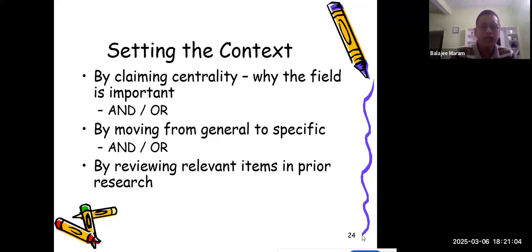Definitely, why the field is important. Already we have observed what the limitations are. So from the limitations, which type of limitations are we going to handle? That is the first point. Second point, by moving from general to specific.